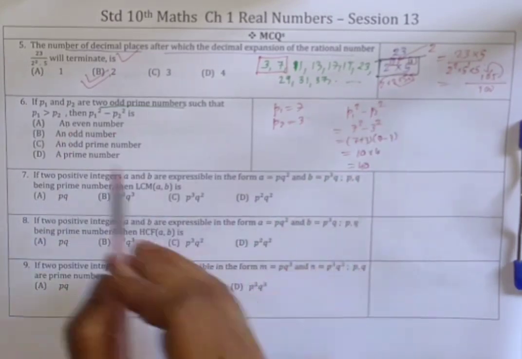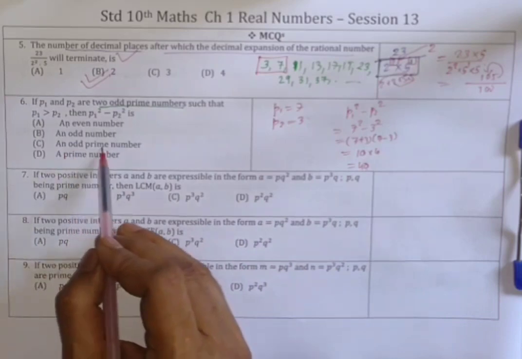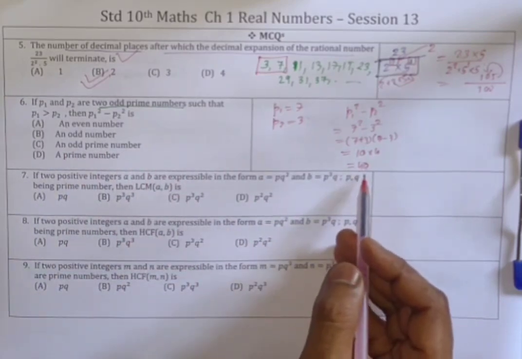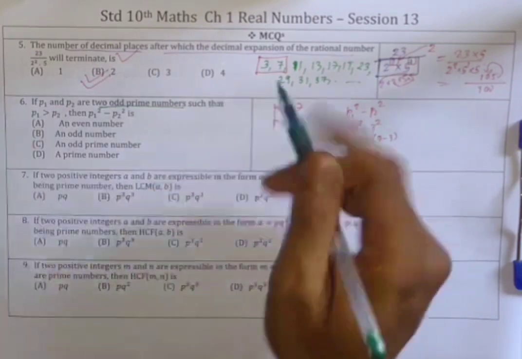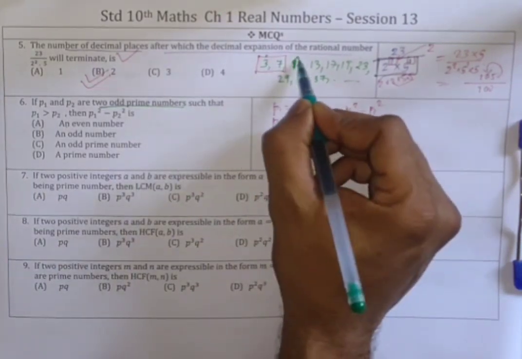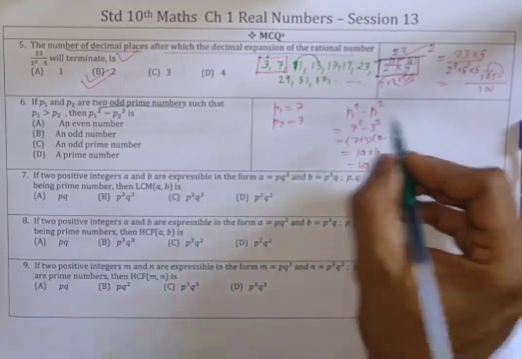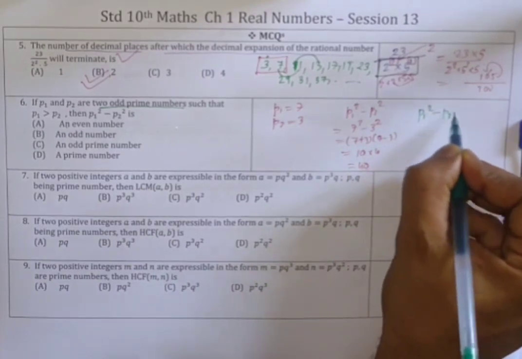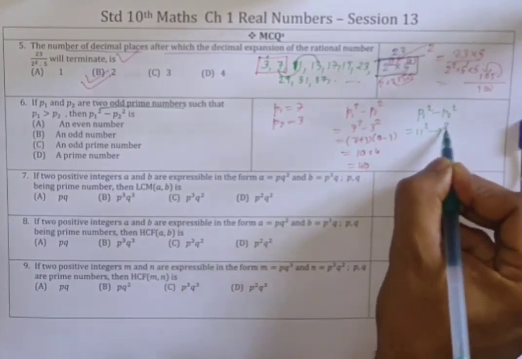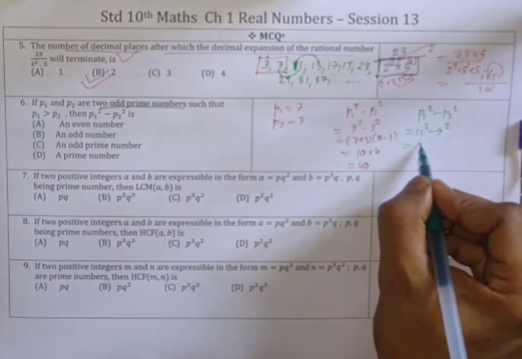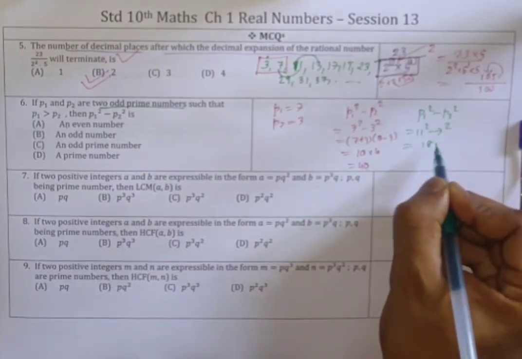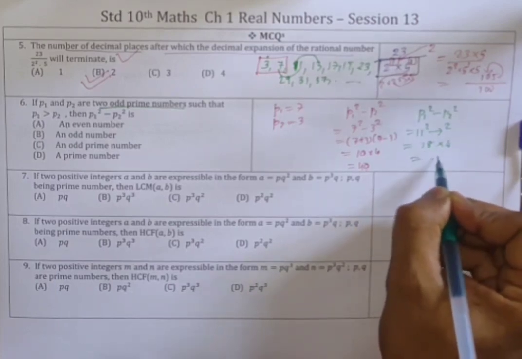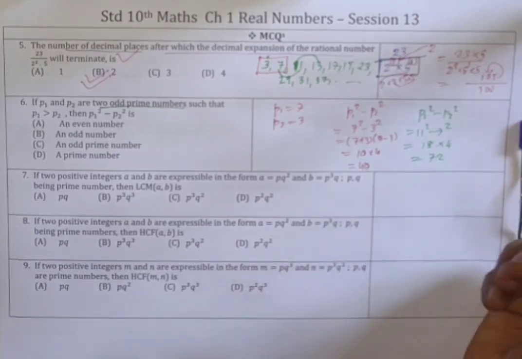Kya even number hai? Yes. Kya odd number hai? No. Kya odd prime number hai? No. Kya prime number hai? No. Are bhai, even number mil raha hai. Even number. Lekin ek mein hi nahi chalega. Chaliye, main 13 aur 3, okay, ya 7 aur 11 le leta hun. So P1 square minus P2 square. So that will be 11 square minus 7 square. That is 11 plus 7, 18, into 11 minus 7, 4. So 72. Even hi mil raha hai.